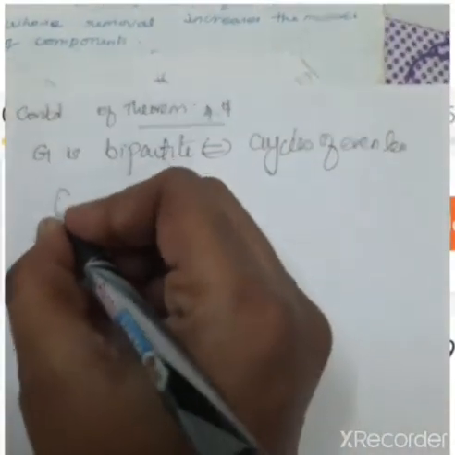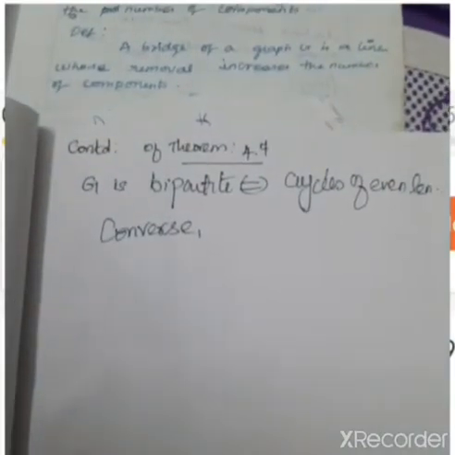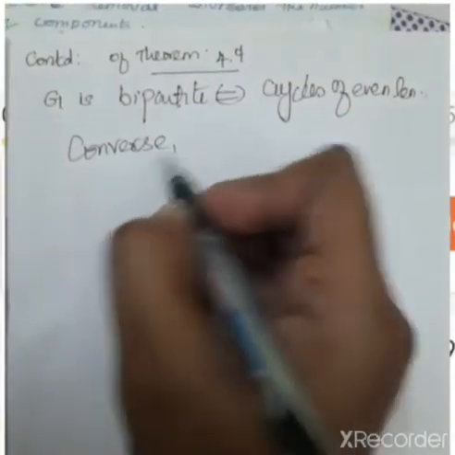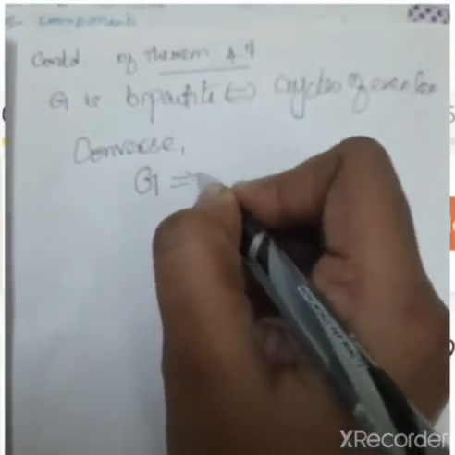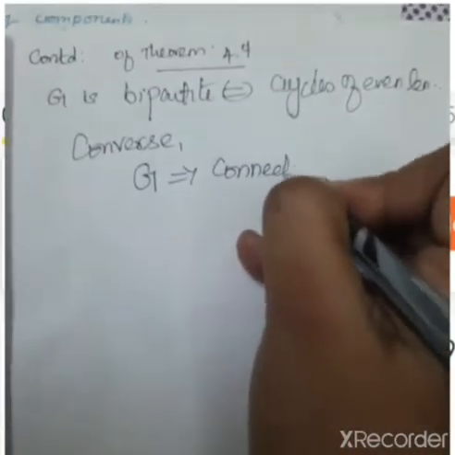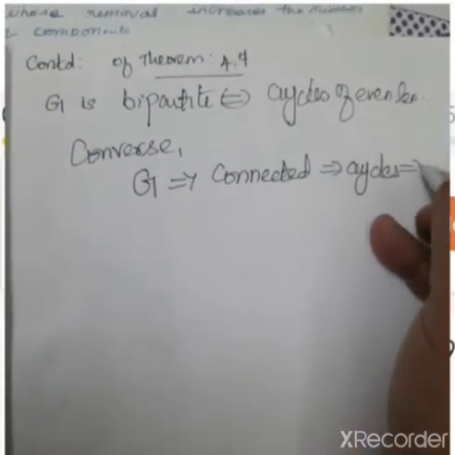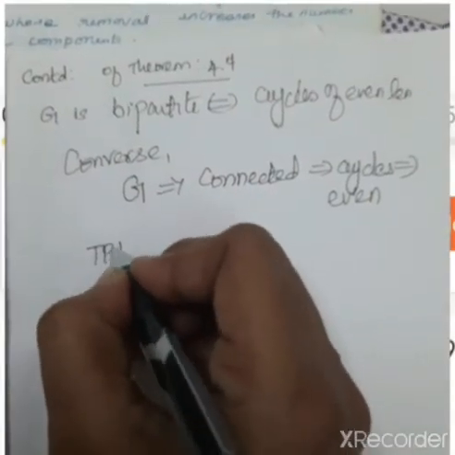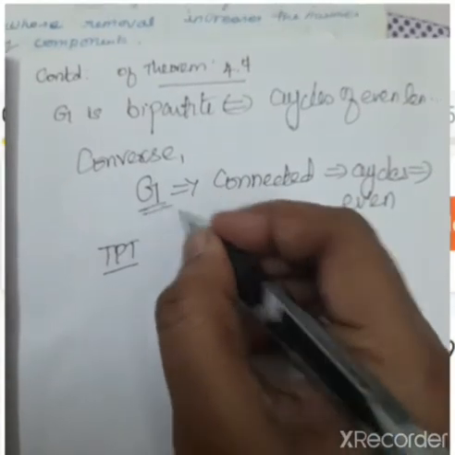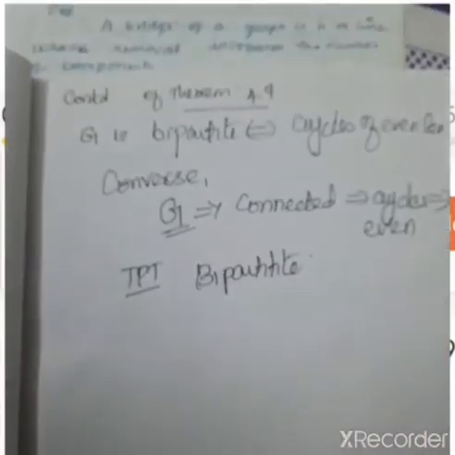So now we go for the converse part of the proof. What is given to us in the converse part, and what are we going to prove? The given statement is: I have a graph G which is a connected graph containing a cycle of even length. So what do I have to prove? I have to prove that this G is a bipartite graph.